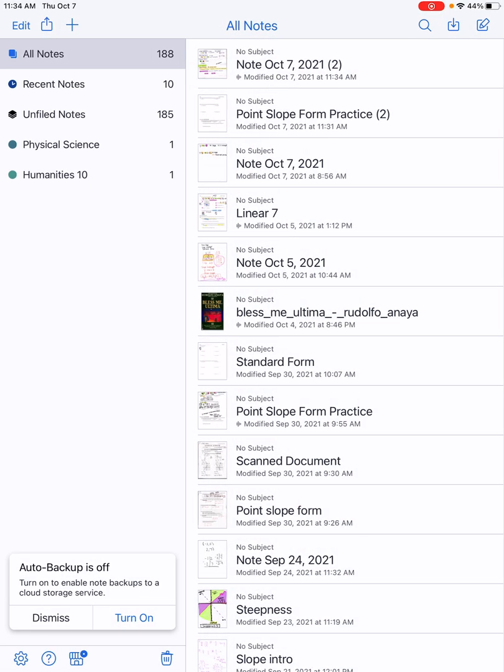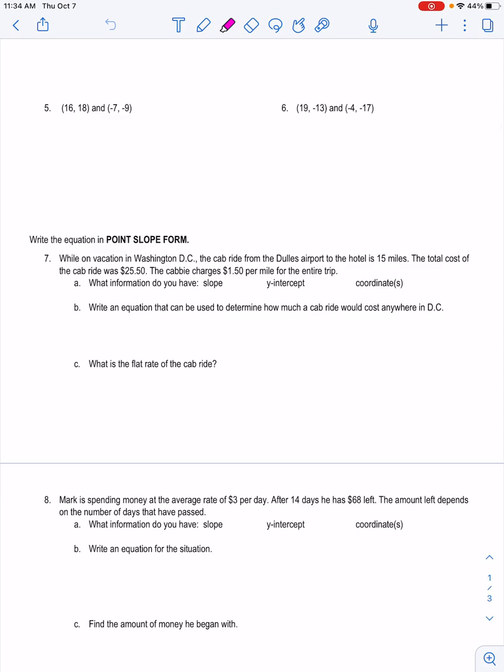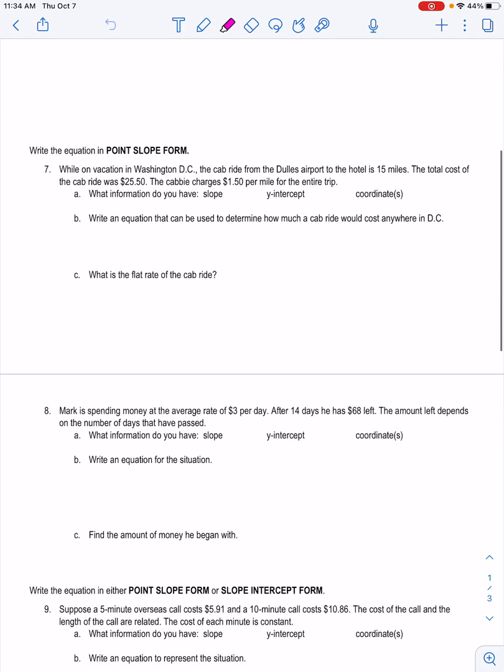Okay, so let's go back and look at the practice paper that you have. So on here for number 7, we're going to read it, and then we're just going to figure out what information is given. So 7 says, while on vacation in Washington, D.C., the cab ride from Dulles Airport to the hotel is 15 miles. The total cost of the cab ride was $25.50. The cabbie charges $1.50 per mile for the entire trip. So right off the bat, I have this word per. So hopefully you remember from what we've just gone over that when you see or read the word per, that means slope.